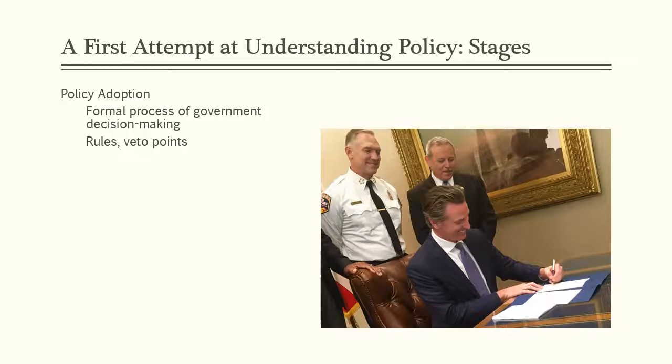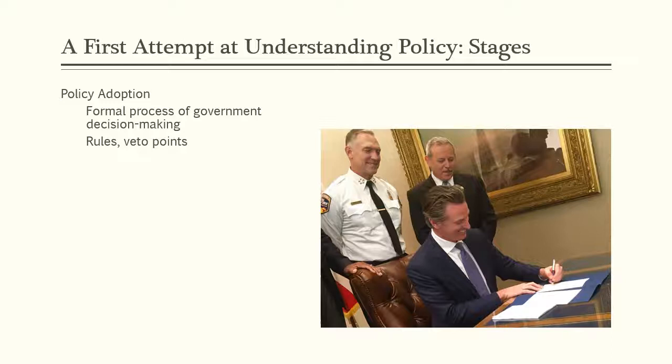The next stage in the model is policy adoption. This is when a proposed solution, in other words, a proposed policy, goes through the formal government decision-making process. Policy-making decisions can occur in a wide variety of different institutional settings within government. But when we're talking about big policy changes, we're usually talking about the passage of new laws. So it's useful for us to know a little something about the rules in place for creating new law.